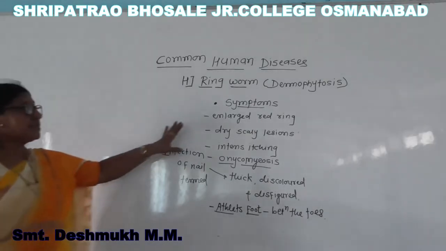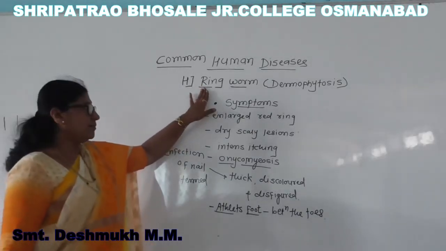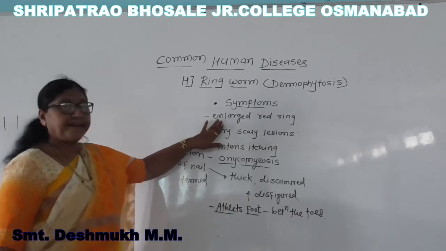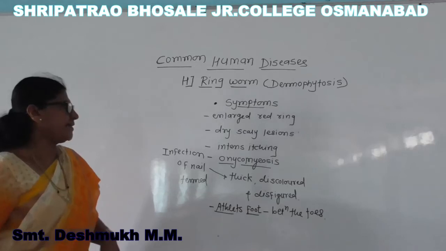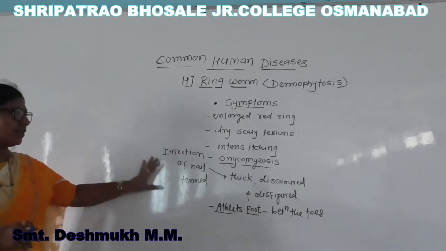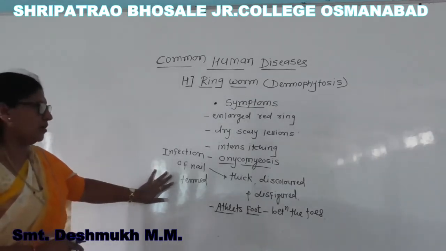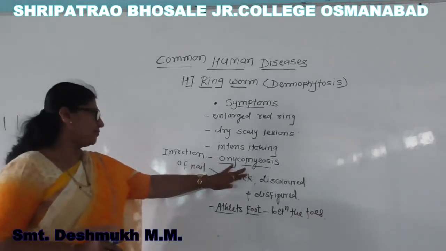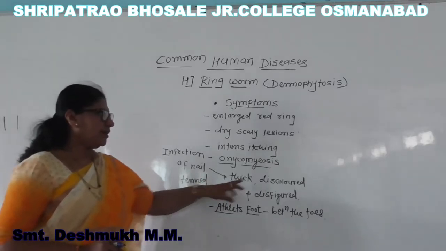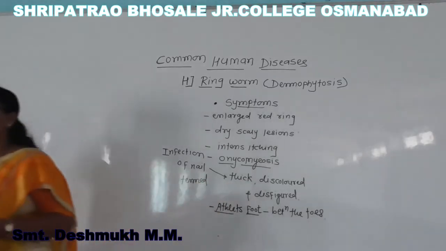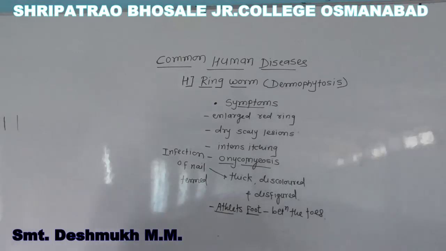These are the symptoms of ringworm: enlarged red ring, dry scaly lesions, intense itching, then infection of nail, which is termed onychomycosis. The infected nail becomes thick, discolored and disfigured. And then athlete's foot, which begins between the toes.